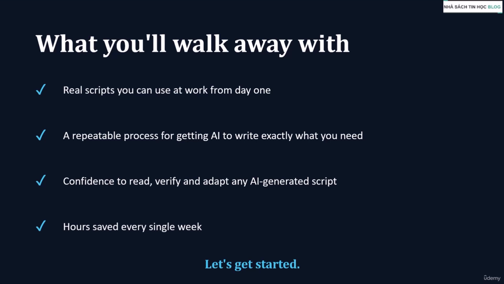So by the end of the course, you're going to have a scripting knowledge so that you are ready to use these scripts in a production environment. You'll have a repeatable process for getting AI to write exactly what you need. You'll have the confidence to read, verify, and adapt any AI-generated script. And that means you're saving hours every week and you're adding a new skill set to that ever-growing resume. That is what this course is going to deliver. Practical, fast, and it's going to be built around the way you actually work. And trust me, this coming from a senior systems engineer, I am going to give you the tools that I use every single day to make my job a whole lot easier.